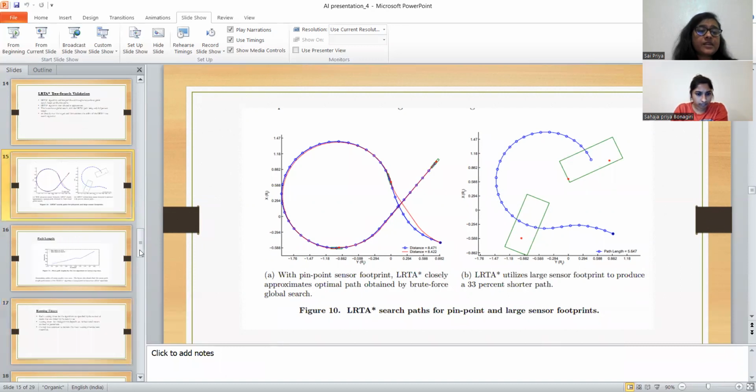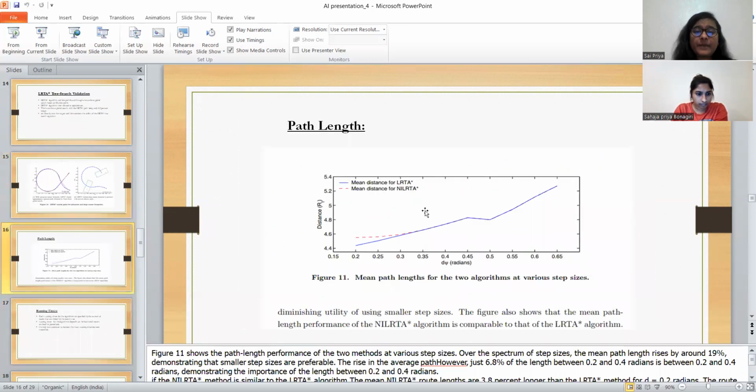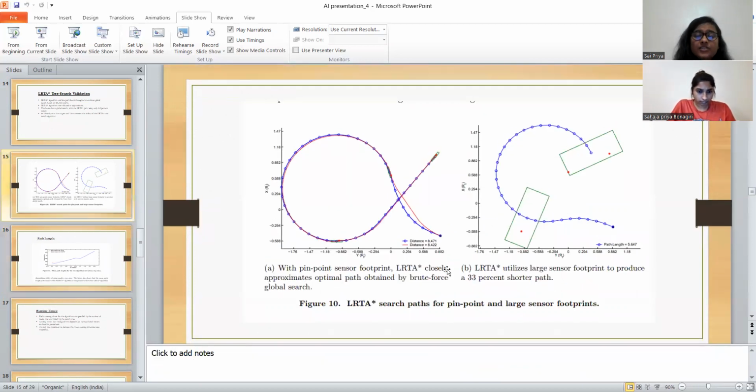And coming to the next slide, this is the path length of the LRTA and NILRTA algorithms. These are two algorithms with various step sizes. This means spectrum step sizes means 19 percent of demonstrations and smaller than these 0.4 nodes.